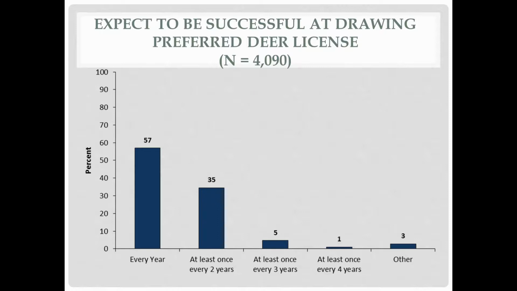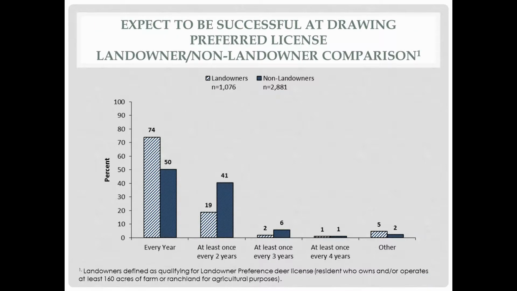And I got down here, it's kind of in small type. So landowners here are defined. We asked a question as to whether or not individuals qualified for landowner preference, meaning they're a resident, they own or operate at least 160 acres of farm or ranch land for agricultural purposes. If they indicated yes, they are classified as a landowner on this. If they indicated no, they're a non-landowner. The reason I use this is this accounts for landowners who held non-landowner specific tags in the year. So it's a little bit cleaner.